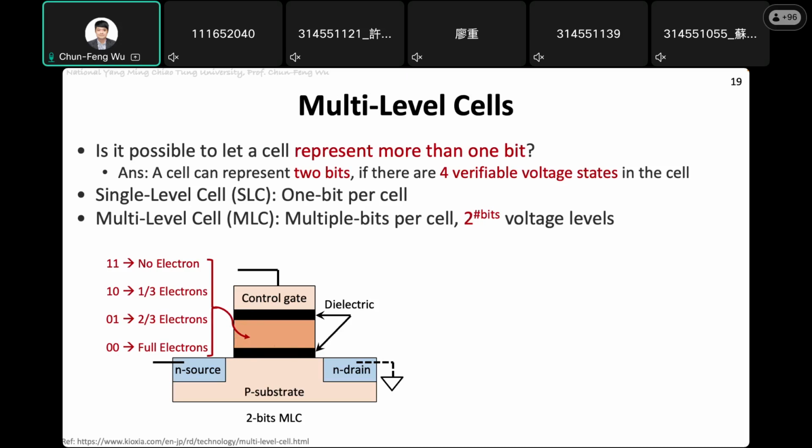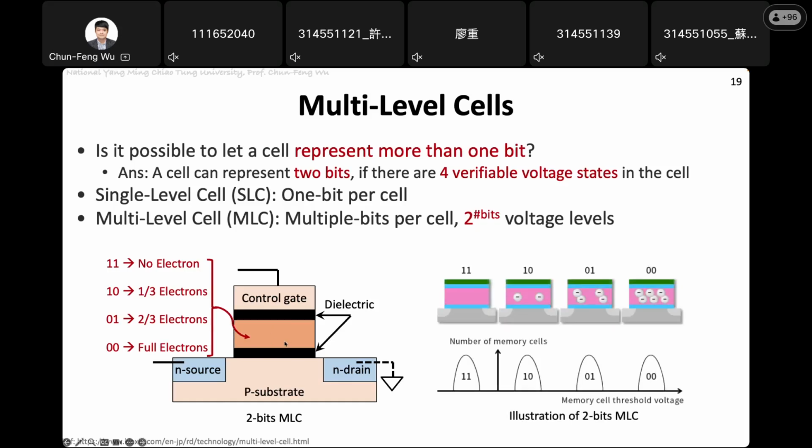And actually, the architecture of the SSD doesn't change. Most of the architecture doesn't change, because this P substrate, control gate, and the other parts are all the same. The only difference is that the controller needs some way to control how to program the number of electrons inside this area. This is a more realistic picture, like 11, 10, 01 and 00, and these are the different numbers of electrons inside this floating gate area.